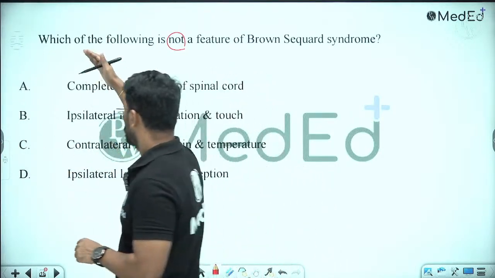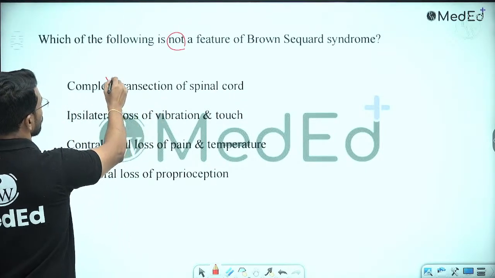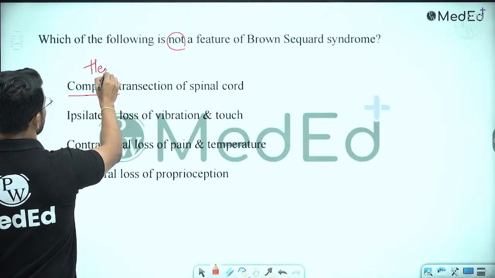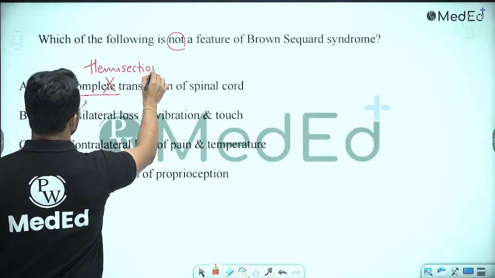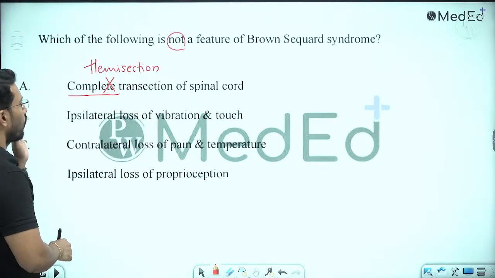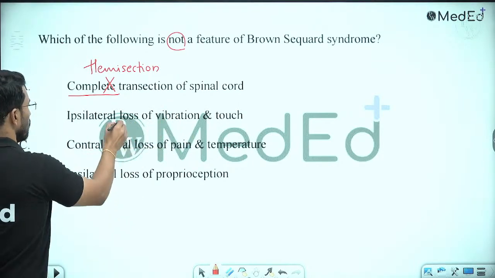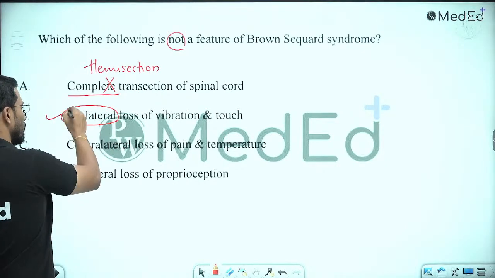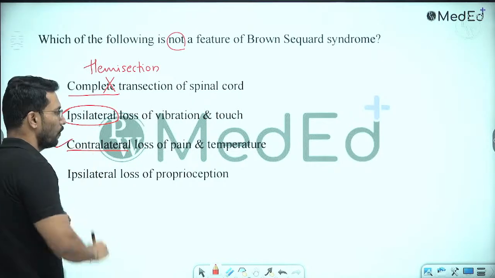Okay, so now answer the question. Complete transection of the spinal cord? No. There is a hemisection of the spinal cord. Then we call it Brown-Sequard syndrome. So probably we found our answer. Anyway, ipsilateral loss of vibration and touch. Yes, the loss of vibration, touch and joint position will be on the ipsilateral side. Contralateral loss of pain and temperature. Yes, I have already told you.